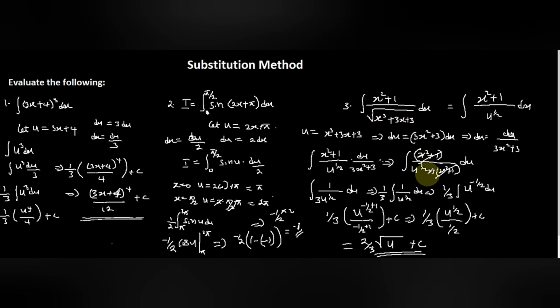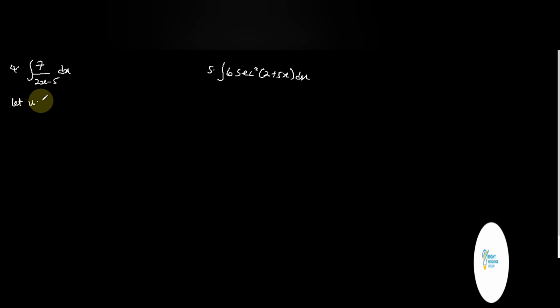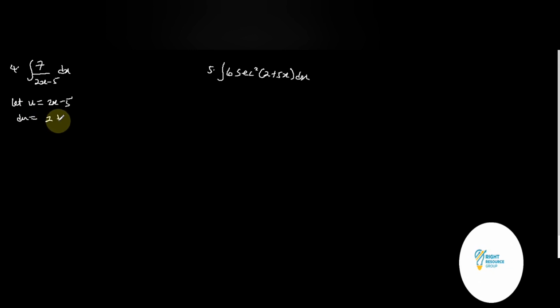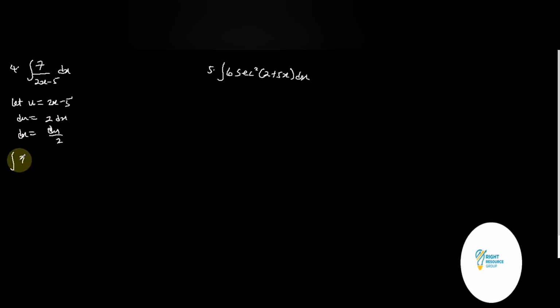So we now go to example 4. So in our example 4 now, let u be equal to 2x minus 5, the denominator. Then differentiating this, we have du equals 2 dx. That means dx will be equal to du divided by 2. Now our integral will become integral of 7 divided by u times du over 2.